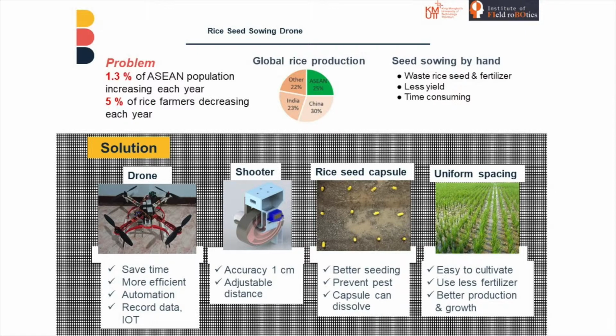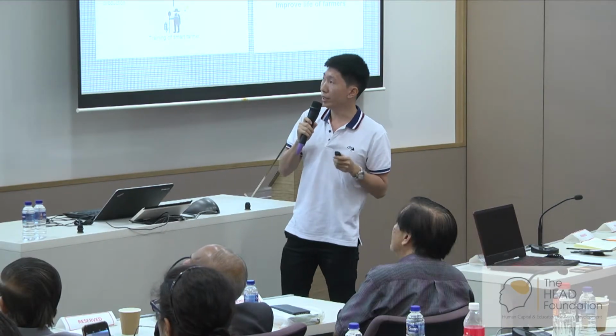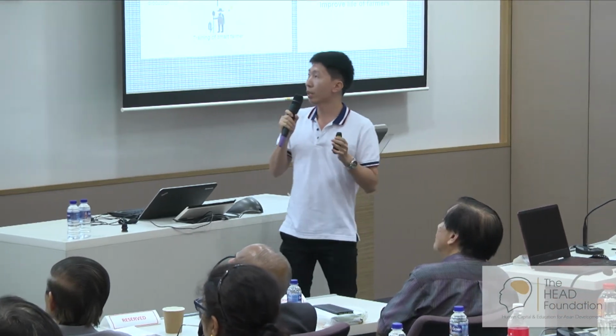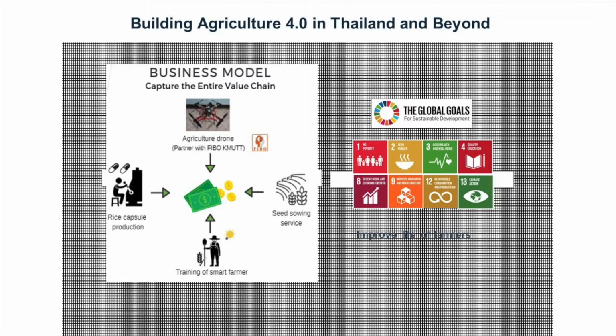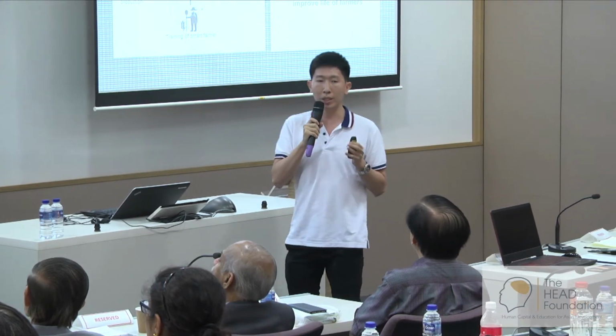The advantage of uniform spacing is it's easy to cultivate. It uses less fertilizer, with better production and growth. This is my business model: capture the entire value chain. Now I'm studying at FIBO. I will partner with FIBO to make an agriculture drone and develop it. Connecting with the SDGs, improving the lives of farmers is my goal.